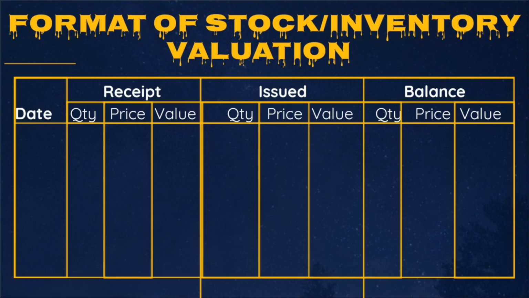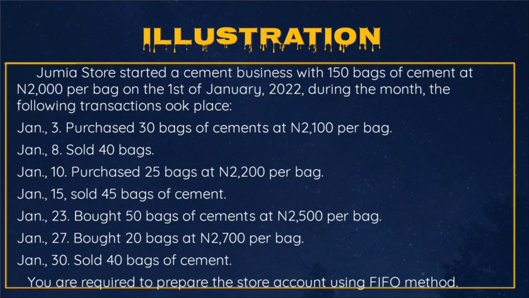Now let's take an illustration on inventory valuation. Jumia Store started a cement business with 150 bags of cement at 2,000 naira per bag on the 1st of January 2022. During the month, the following transactions took place. On January 3, purchased 30 bags of cement at 2,100 per bag. On January 8, sold 40 bags. On January 10, purchased 25 bags of cement at 2,200 per bag. On January 15, sold 45 bags of cement.